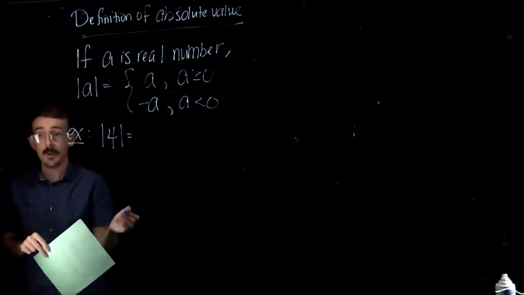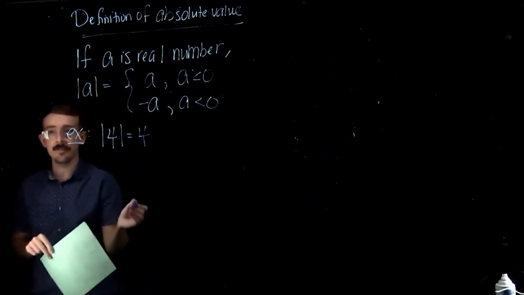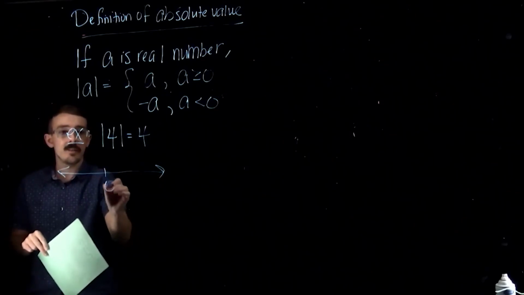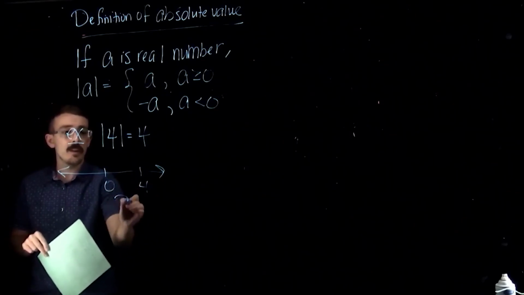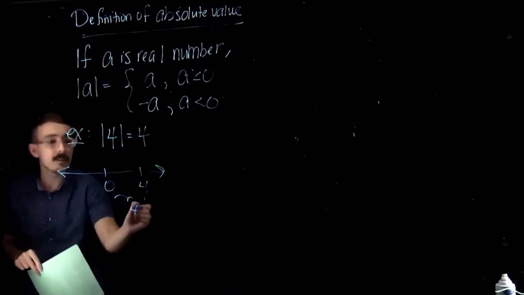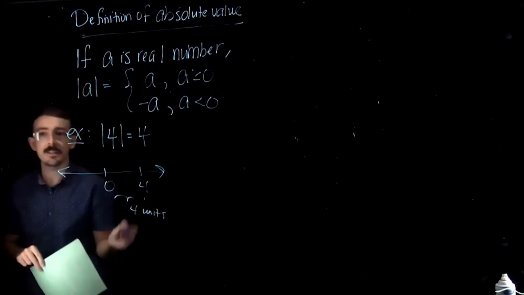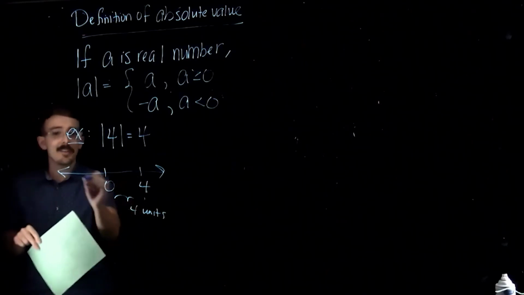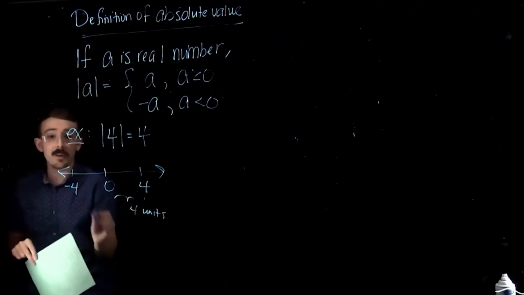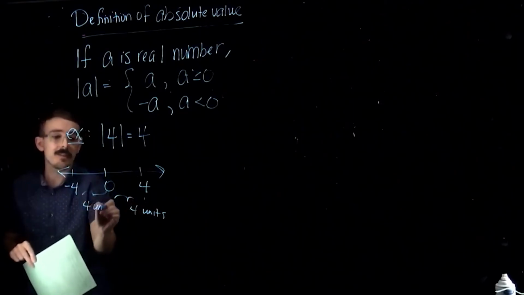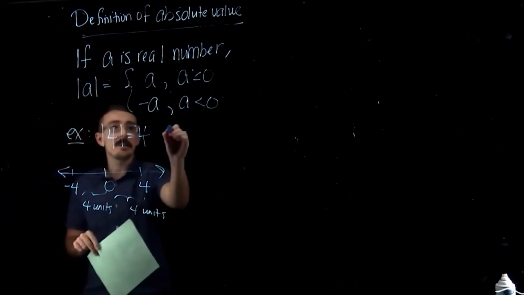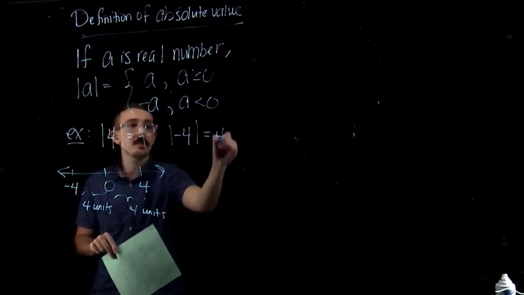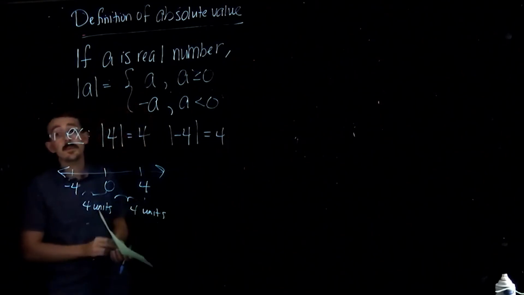The absolute value of 4 is just 4. And that's because on a number line, if you're here at 0 and there's 4, you're 4 units away from 0. So that's the reasoning. However, negative 4 is also 4 units away from 0. So that's why the absolute value of negative 4 is also 4. At least that's what we're told.